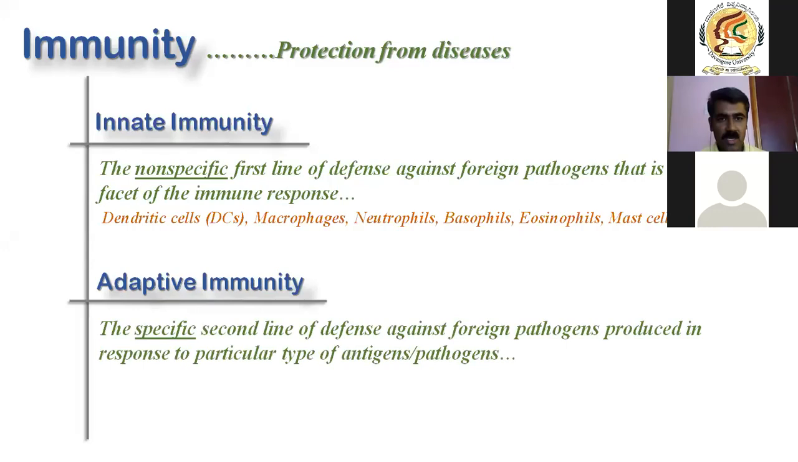The definition is the specific second line of defense against foreign pathogens, produced in response to a particular type of antigen, which is very important. That is how adaptive immunity differs from innate immunity. Innate immunity is non-specific and very quick, but adaptive immunity is very specific and a bit slower. It takes some time to build adaptive immunity, and then it executes the immunity. The major components of adaptive immunity are B lymphocytes, T lymphocytes, NK cells, APCs, that is antigen presenting cells, as well as all the nucleated cells.